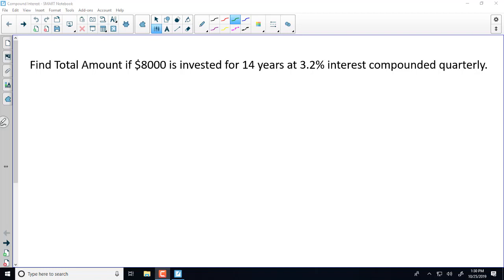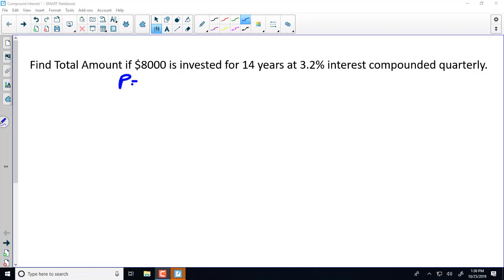Get out your scientific calculator because we're going to be doing some interest problems. I just want to make sure you can plug these into your calculator properly. So we look at this problem here. It says find the total amount if $8,000 is invested for 14 years at 3.2% interest compounded quarterly. So that tells us all we need to know.